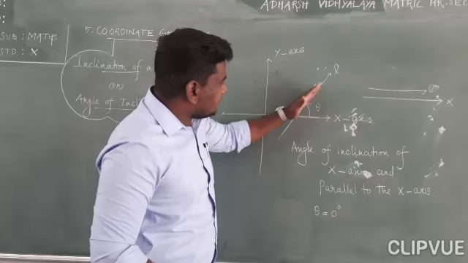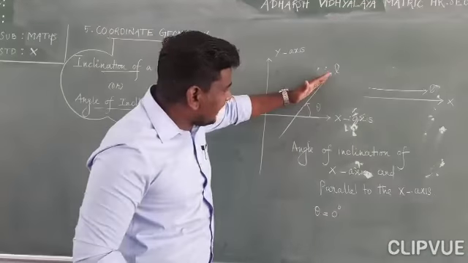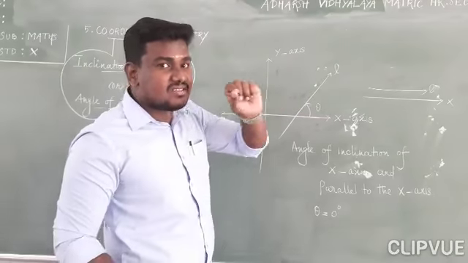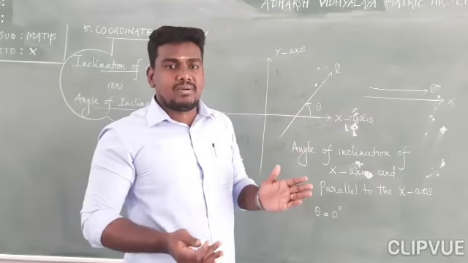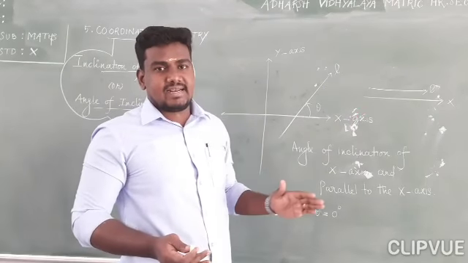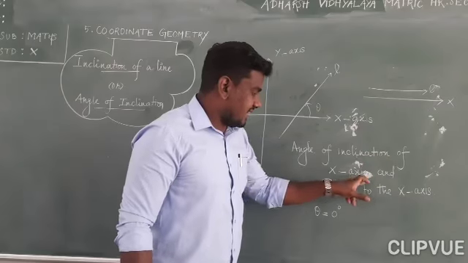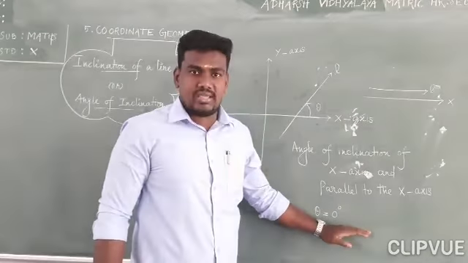See here, a straight line normally makes an angle with the x-axis. If this straight line lies on the x-axis or is parallel to the x-axis, just think about it: there is no angle between the x-axis and that straight line. That's why we say the angle of inclination of the x-axis and of lines parallel to the x-axis is theta equal to 0 degrees.